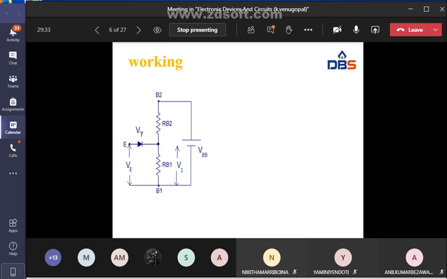Two cases. In the first case, if VE is less than V1, the diode becomes reverse biased. If VE is greater than V1, then the diode is conducting.